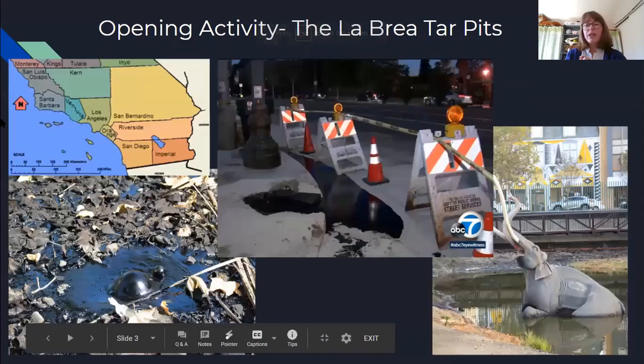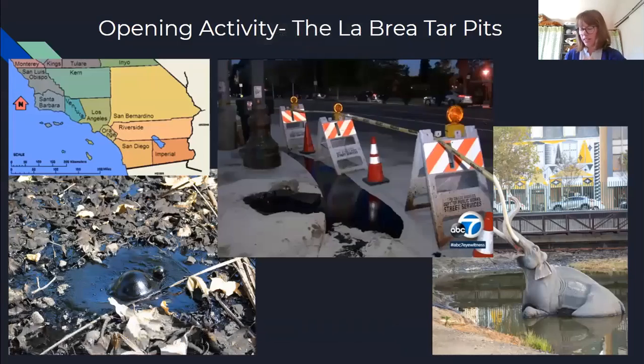All right, for our opening activity, we're going to be talking about the La Brea tar pits. We've actually been discussing this a little bit in our unit already, so we've introduced what the La Brea tar pits are. Let me show you. You can track my cursor here. The La Brea tar pits are located in Los Angeles. I'm circling it right here. It's in Southern California, which is in the United States.